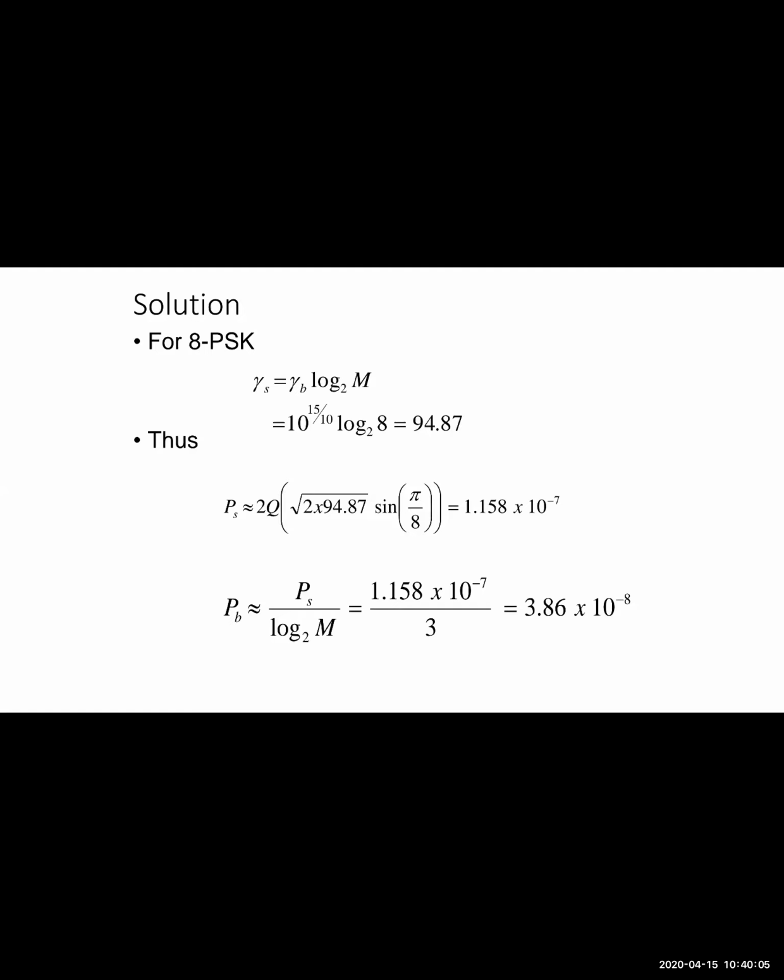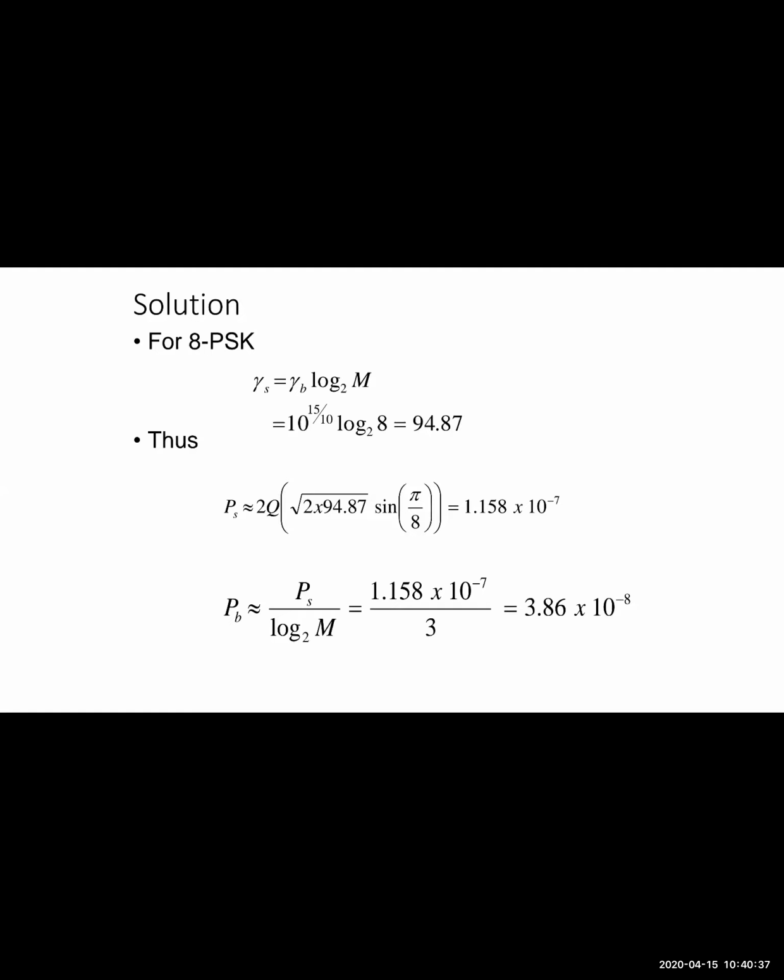Yes, sir. Okay. So at a particular gamma B, the bit error rate is 3.86 to the power negative 8. That's a bit error rate. So the question you ask yourself is, what is the interpretation of that? What is the meaning of 3.86 times 10 to the power negative 8? So you give me interpretation of that. What is your interpretation of that?